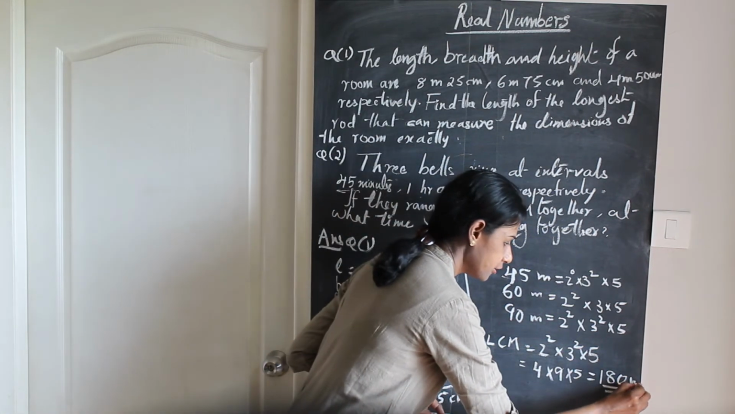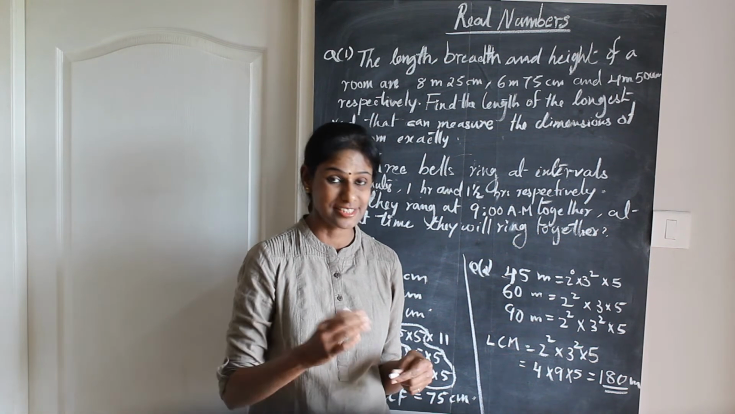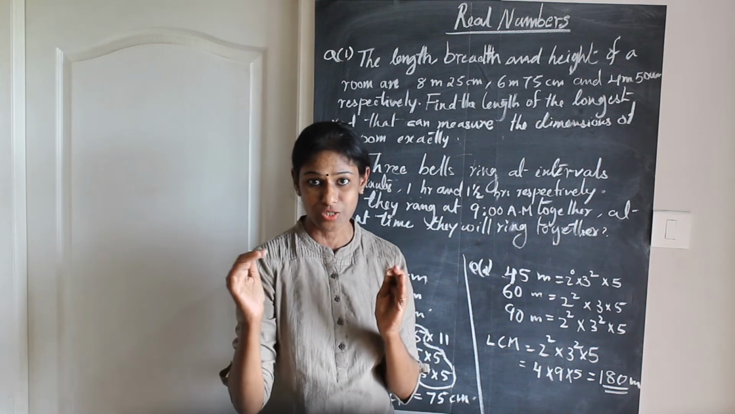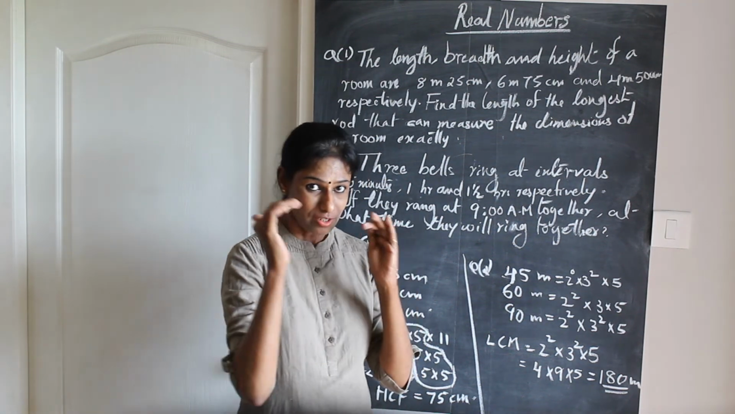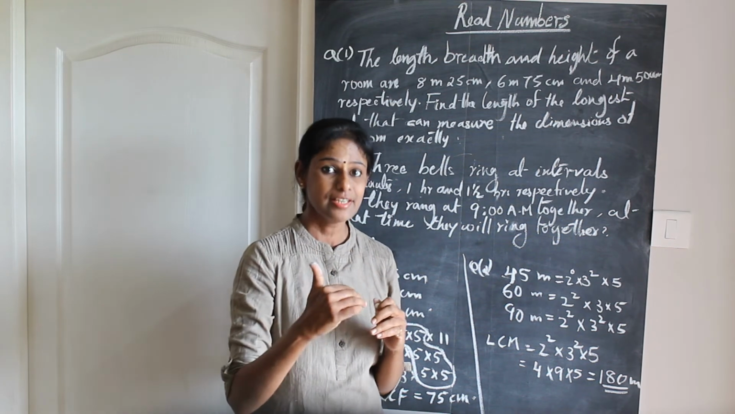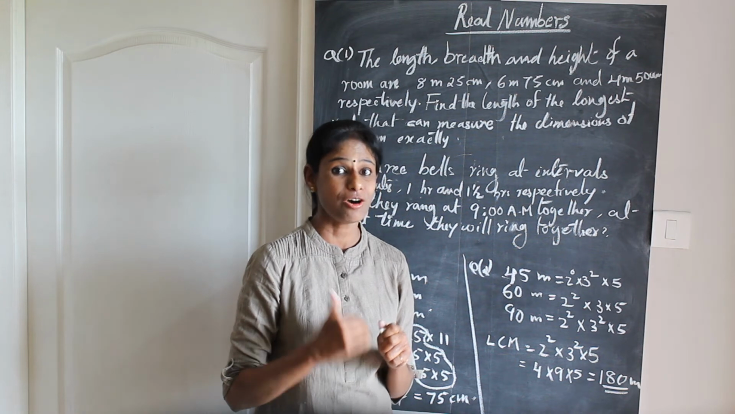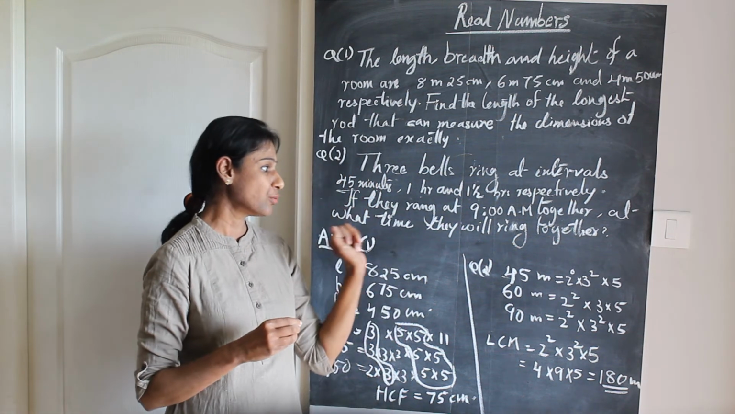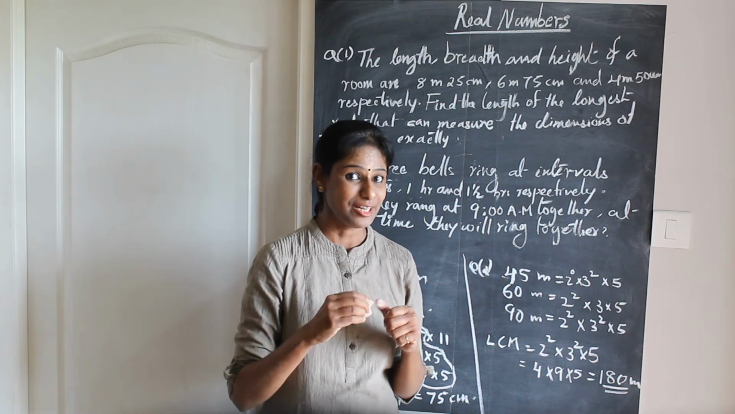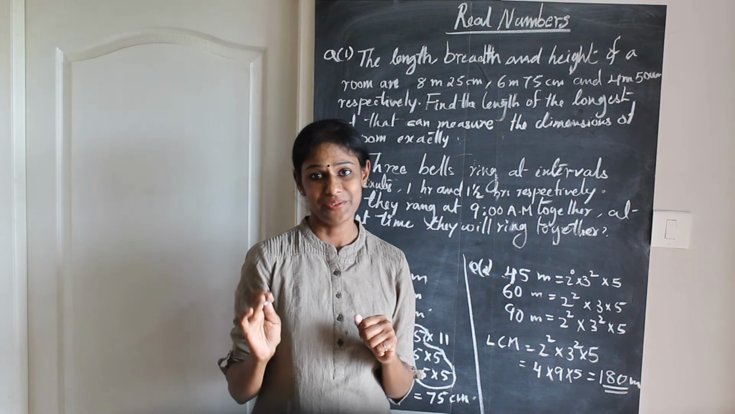180 minutes. 180 minutes means 3 hours, 60 plus 60 plus 60, that is 3 hours. So 3 hours is the duration required for this particular situation. All the 3 bells will ring together after a duration of 180 minutes or 3 hours. First they rang together at 9 o'clock, so what time will they ring together again? It will be 9 o'clock plus 3 hours duration, that is 12 noon.